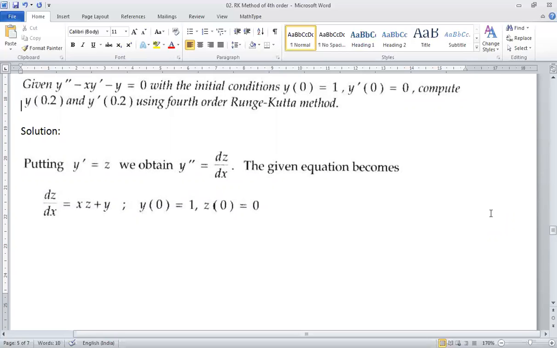By looking at the given differential equation, we can make out it is a second order linear differential equation. To convert this second order linear differential equation to first order simultaneous linear differential equations, we'll make use of the substitution y dash is equal to z. So this will give us y double dash is equal to dz by dx. Substituting this in the given equation, we get dz by dx is equal to xz plus y. And the initial conditions will now become y of 0 is equal to 1 and z of 0 is equal to 0.